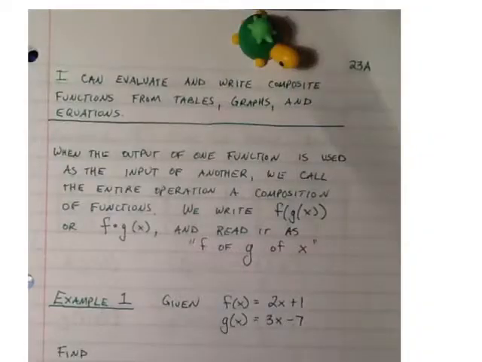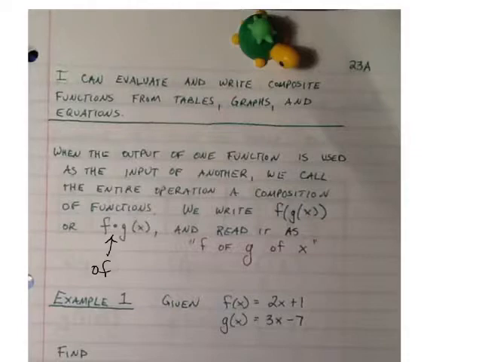Alright, we'll start our notes on page 23A. A composite function is when the output of one function is used as the input of another. We call this entire operation a composition of functions, and we can write f(g(x)), or f, then this small circle, g(x), and we read both of these the same way: f of g of x. So this little circle kind of stands for "of." So we say f of g of x.